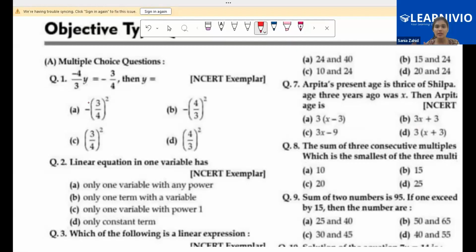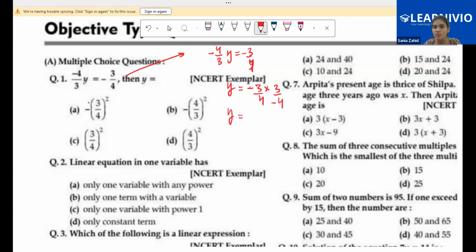You remember I told you about solving the equation. What does it mean to solve the equation? To find the value of the variable. So how do you find the value of the variable? You transpose everything else to the other side. So when I have to solve this equation, I will write minus 4 by 3y is equal to minus 3 by 4. Now you have to find the value of y. So we will write y is equal to minus 3 by 4. 3 will go over there in multiply. Minus 4 will come over here in divide.